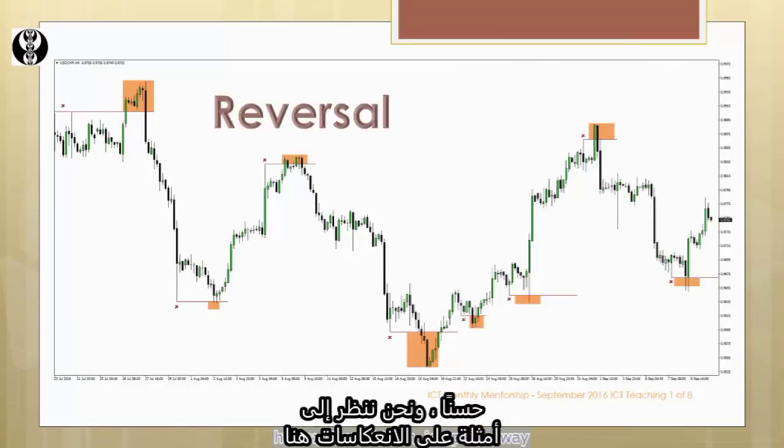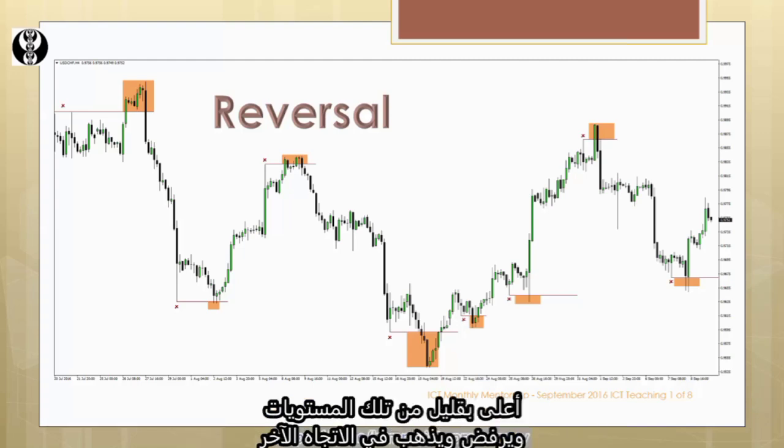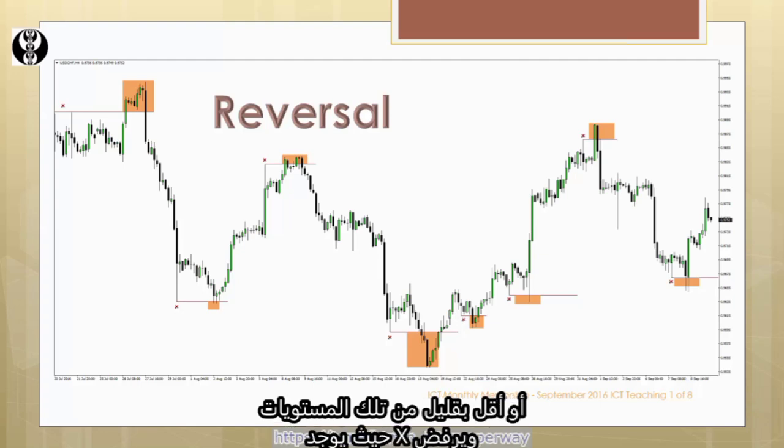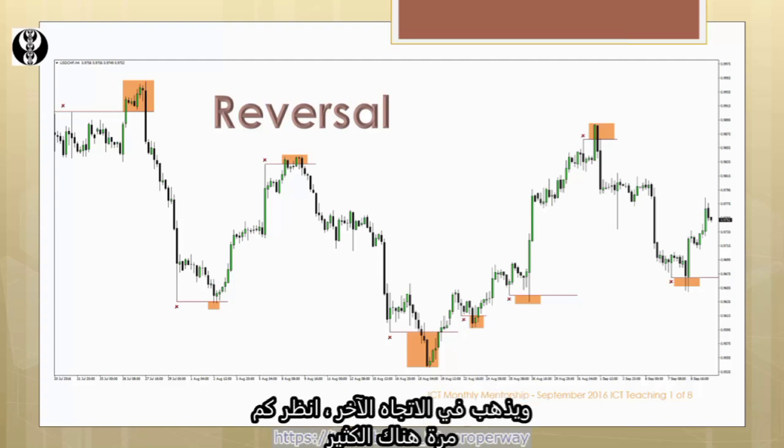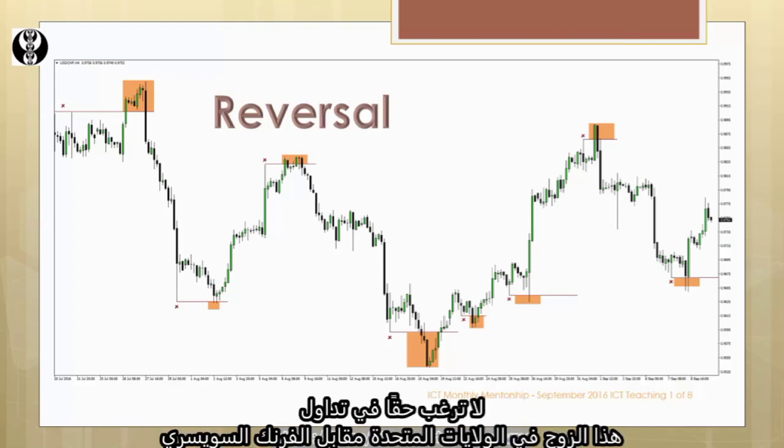Okay, and we're looking at examples of reversals here. Every X indicates where stops would be, and the market goes just above those levels and it rejects and goes the other way, or it goes just below those levels where there's an X and rejects and goes the other way. Look how many times there's so many opportunities just on this one chart, and it's on a pair I don't really like to trade, the US versus the Swissy.